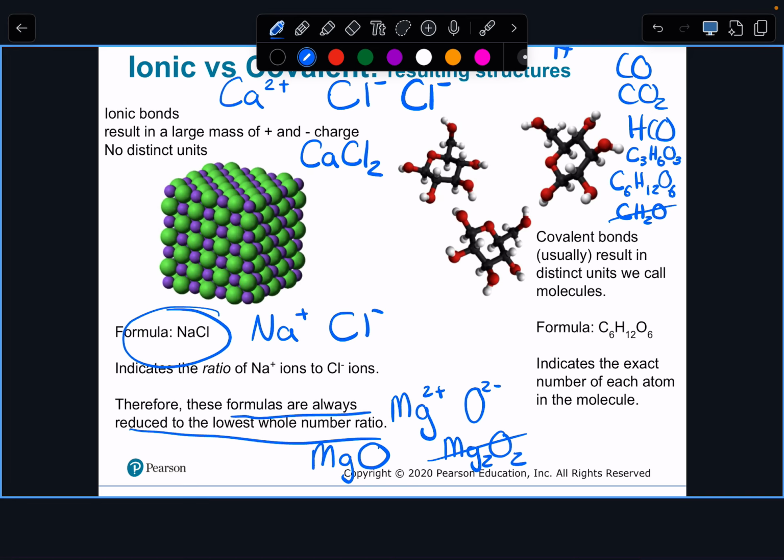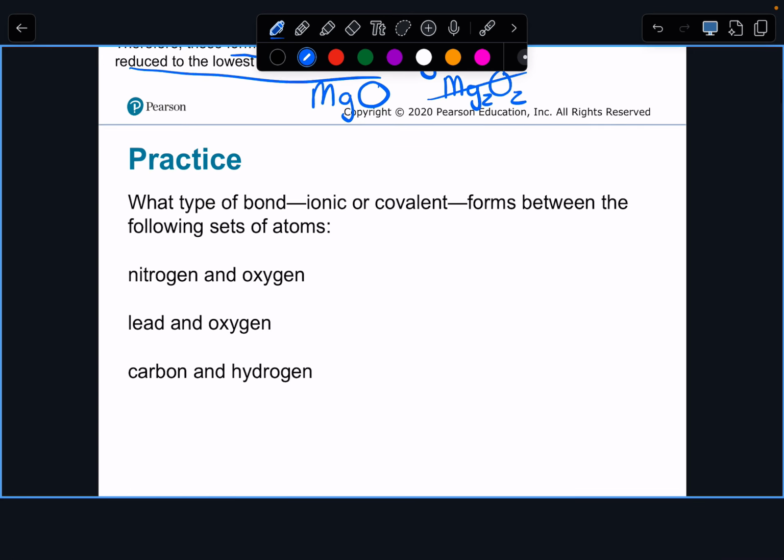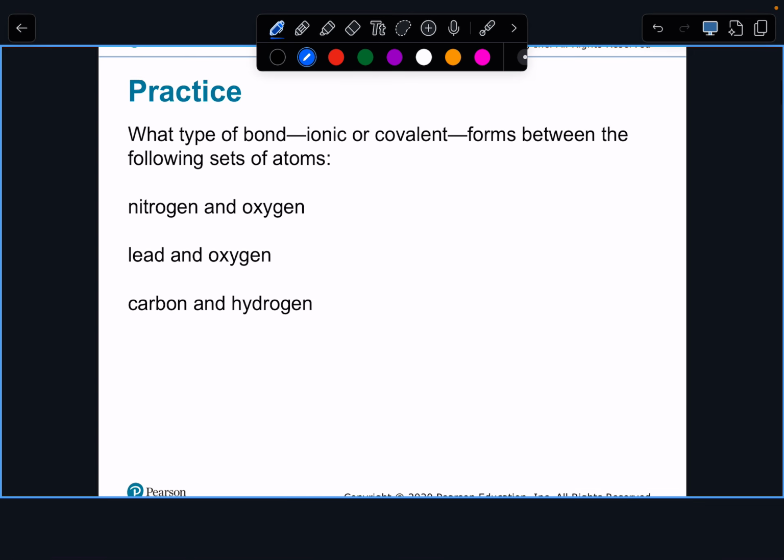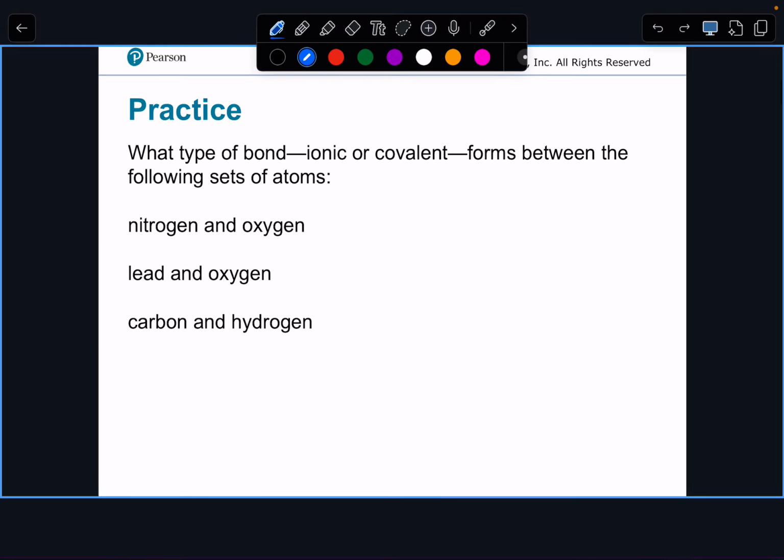Okay, I feel like I'm squeezing things in here. Let me do this as just a break for a second. Predict the type of bond between these elements. And then we'll do one example before we do another practice. Okay, so ionic or covalent, that's all you're looking for on these ones.